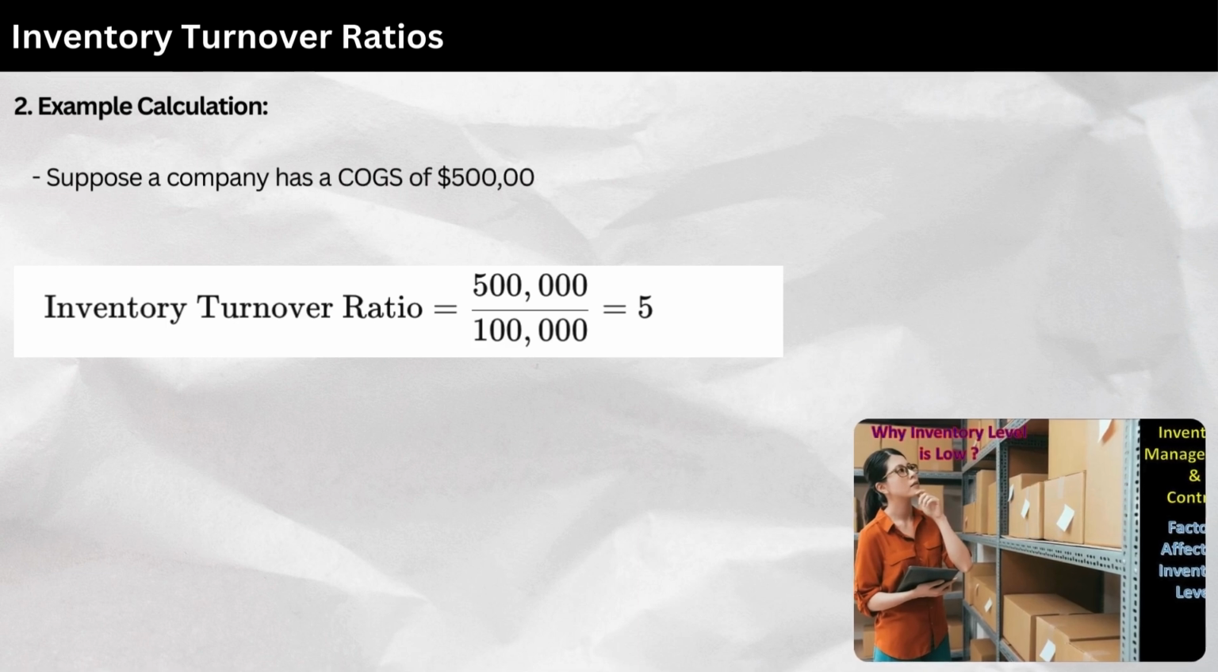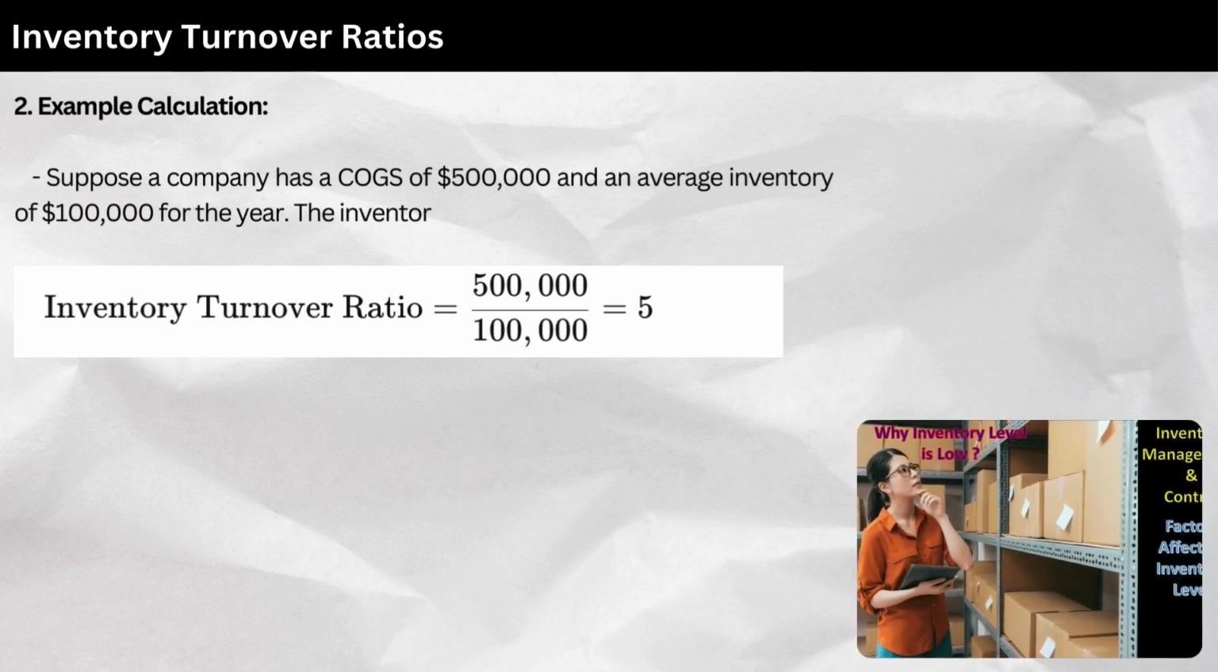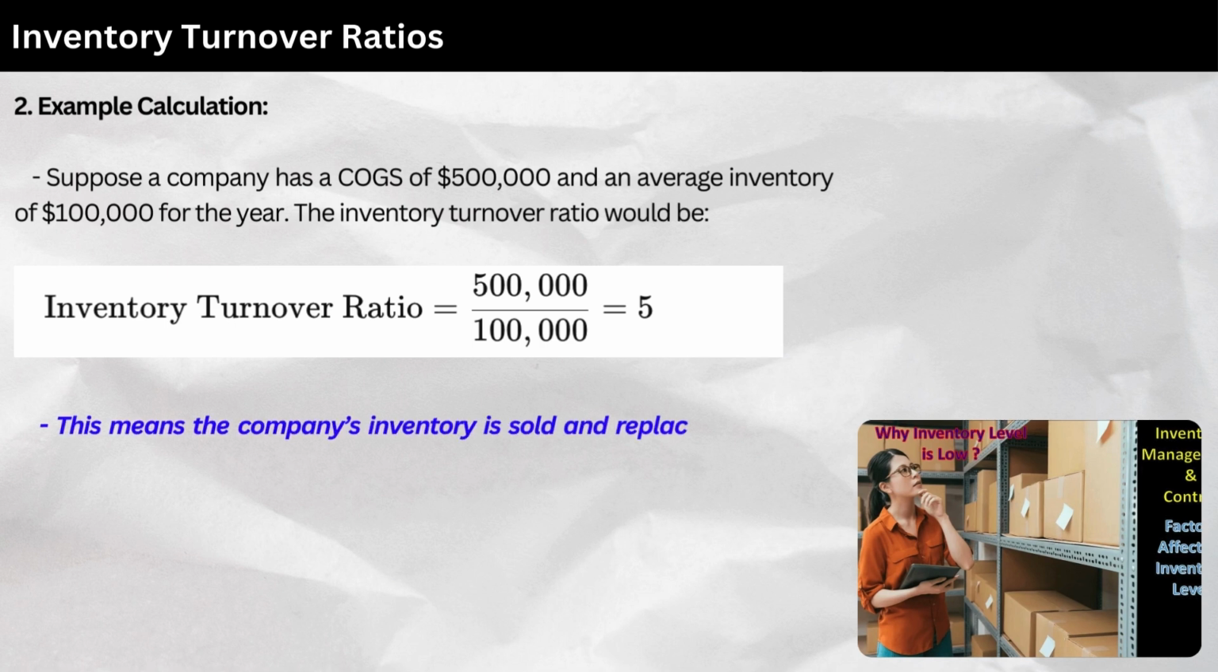2. Example calculation. Suppose a company has a COGS of $500,000 and an average inventory of $100,000 for the year. The inventory turnover ratio would be 5. This means the company's inventory is sold and replaced 5 times during the year.